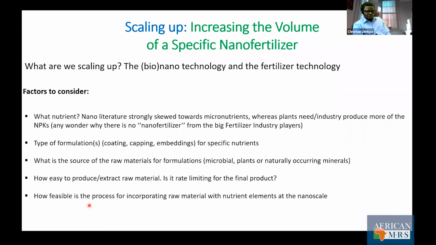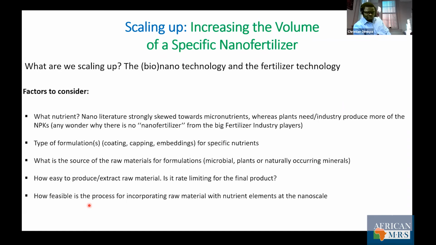Then the question will be asked, what is the source of your raw material for formulation? Are you going to be using microbes, bacteria or fungus? Are you going to be using plants, or naturally occurring minerals? There are certain minerals like zeolite, like attapulgite, the one I showed before, that can be used to produce nanoscale fertilizers.